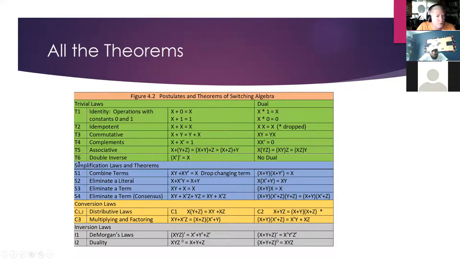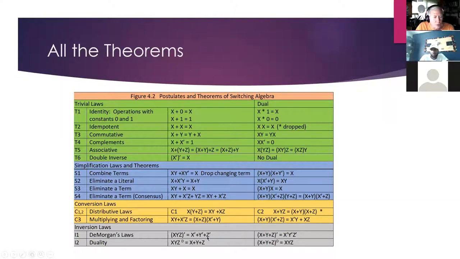You've got six simple trivial laws, T1 through 6, T for trivial. You've got four simplification laws, S for simplification. You've got three conversion laws, C1 and C2, and C2 is the dual of C1, so that's why they're listed like this. Whereas here, the duals typically apply. One would be the POS form, and one's the SOP form. And then you have the first distributive law, the second distributive law, and the multiplying and factoring theorem. And then you have De Morgan's laws, and you also have the dual laws.